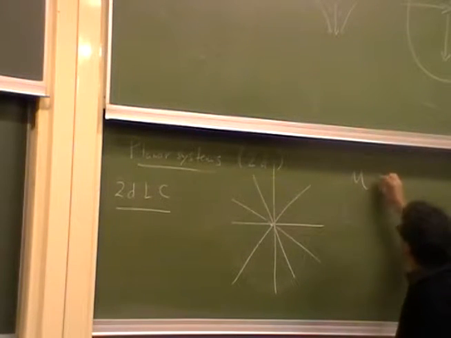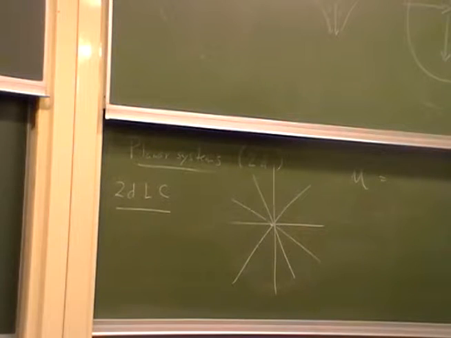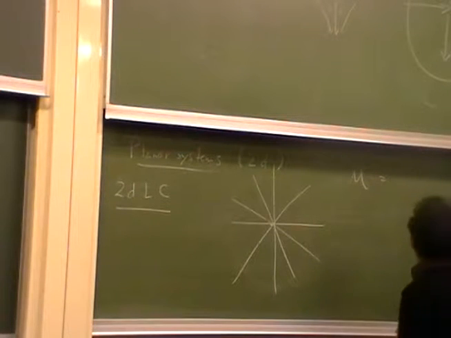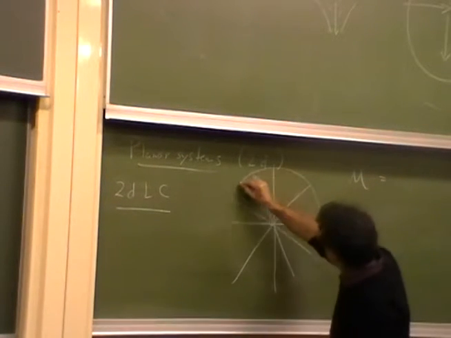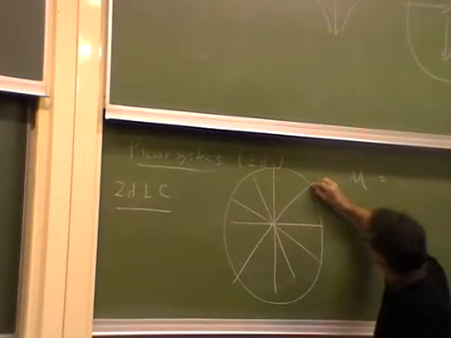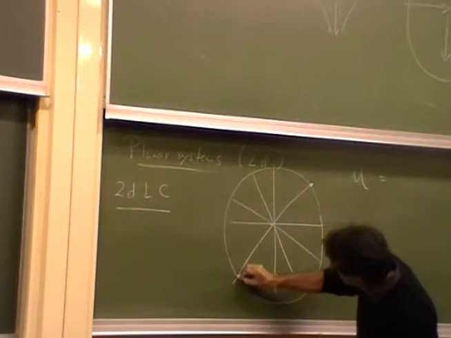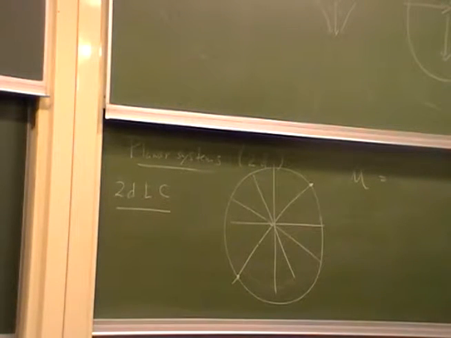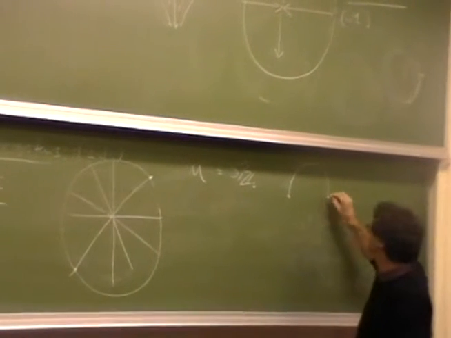So what's M in this case? What's the ground state manifold? Let's take a fixed magnitude that's going to intersect the circle here and here. Right. So this is S1 mod Z2. So you can write this half of the circle, and then this point is going to be identified with this point.